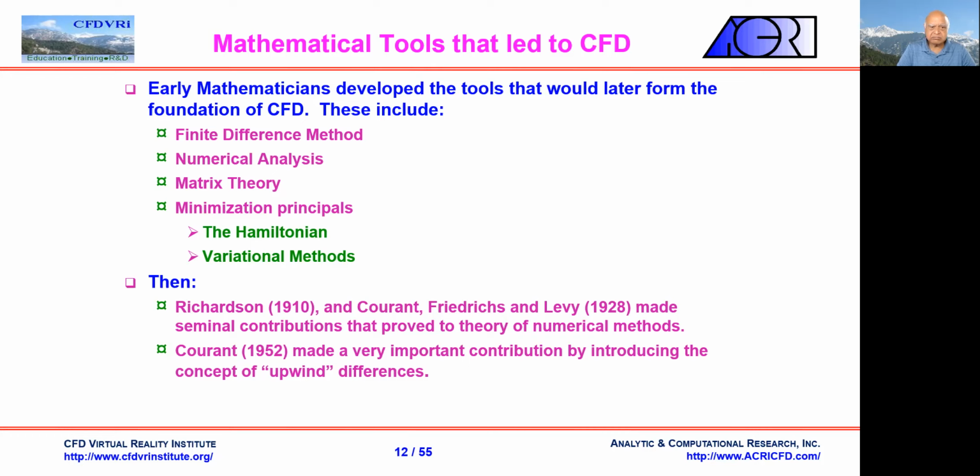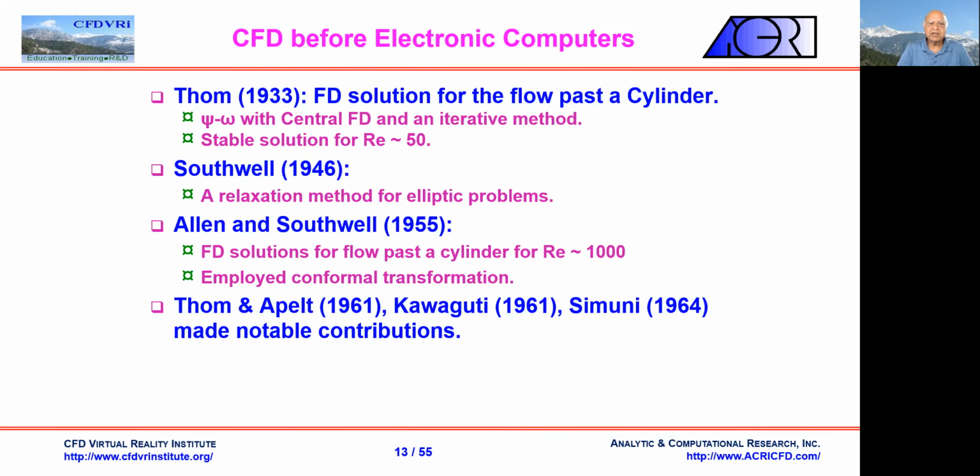This happened over the previous couple of hundred years, well before the 1900s. And then Richardson, Courant and Friedrichs made some seminal contributions to the theory of numerical methods, which CFD could exploit. Then Courant in 1952 made a very important contribution by introducing the concept of upwind differences. This all happened before electronic computers, or more or less before electronic computers. There was some CFD before that too, believe it or not.